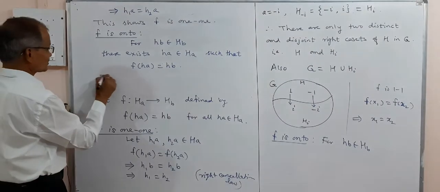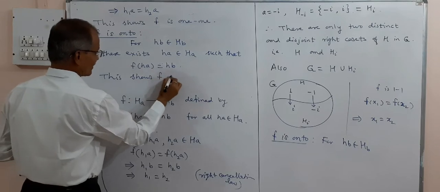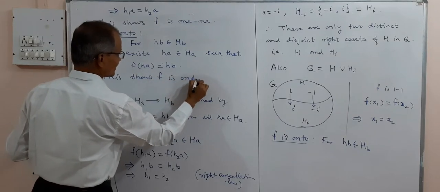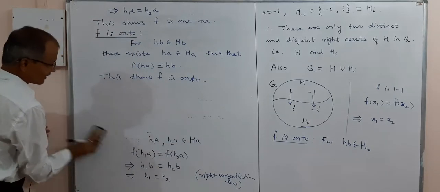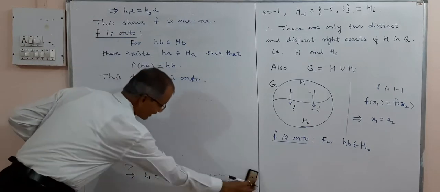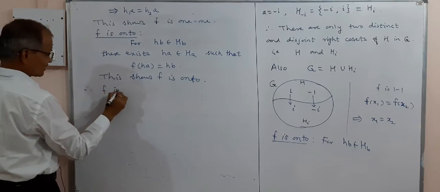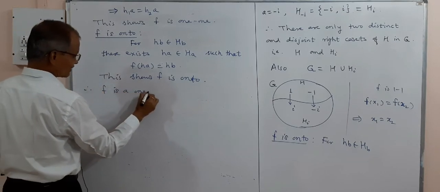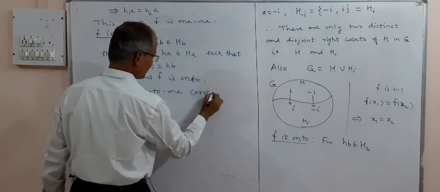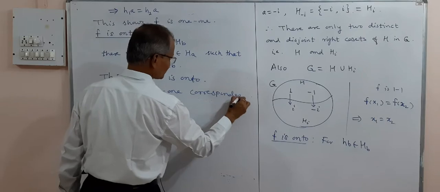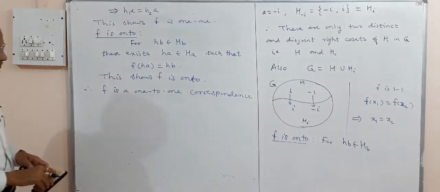And this shows that f is onto, and thus f is a one-to-one correspondence. So this proves the result, and therefore f is a one-to-one correspondence between two right cosets. And this completes the lemma.